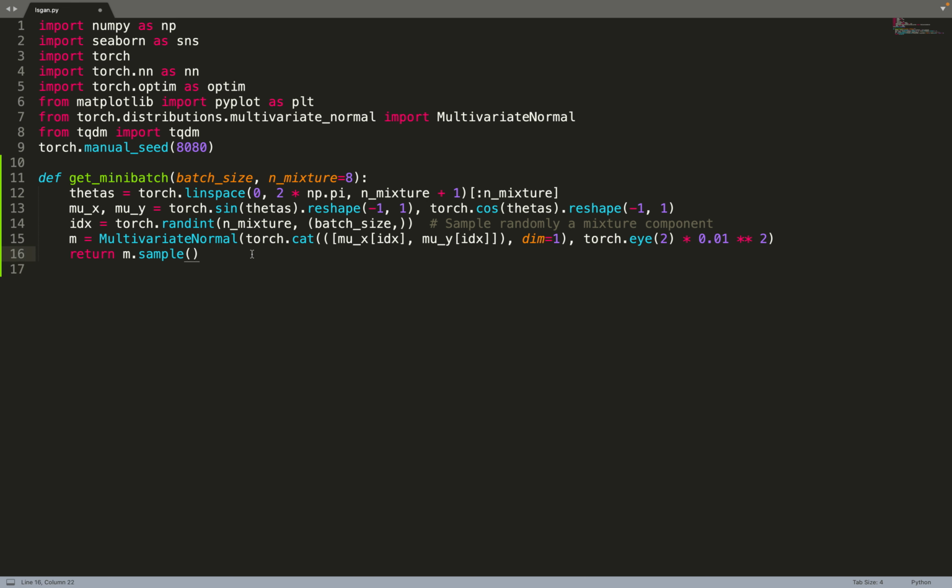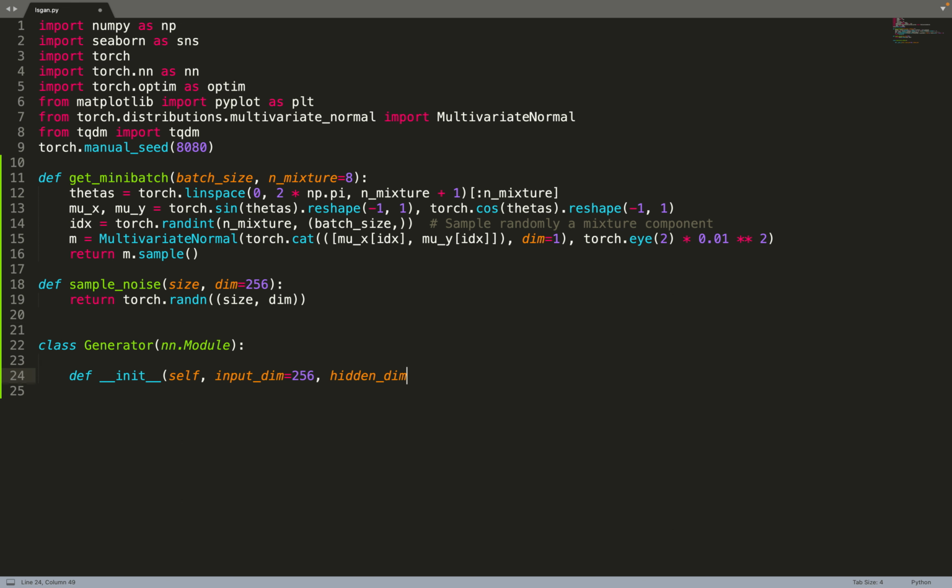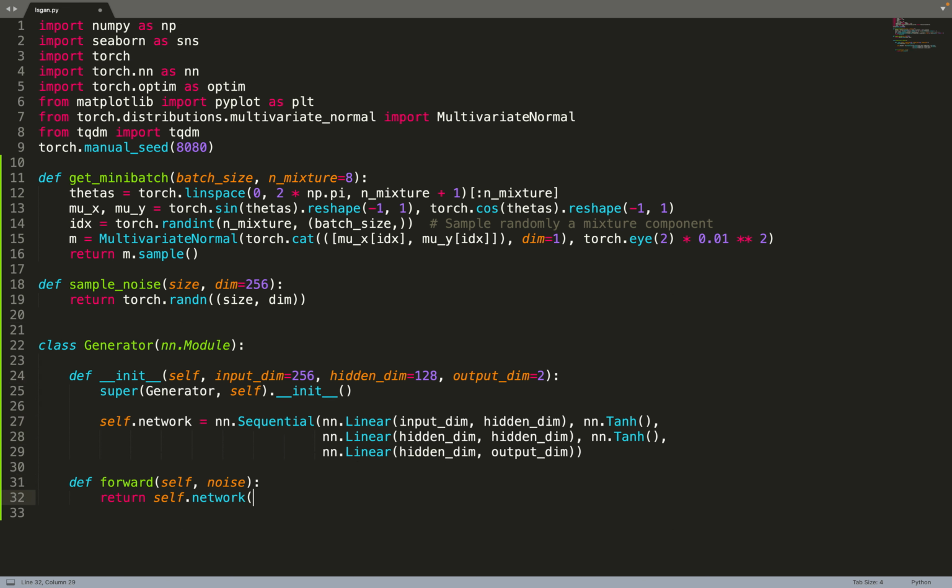Okay, so now we are able to sample a mini batch, which is one of the helpers we need. The second helper we need is to sample random noise. So we can create this function, sample noise, in order to sample from a normal distribution whose dimension is 256. So this is the dimension of the latent space. Now we can move on to implementing the generator and the discriminator.